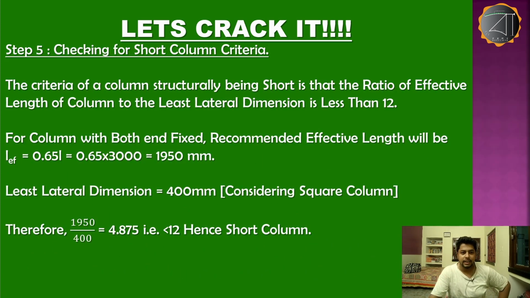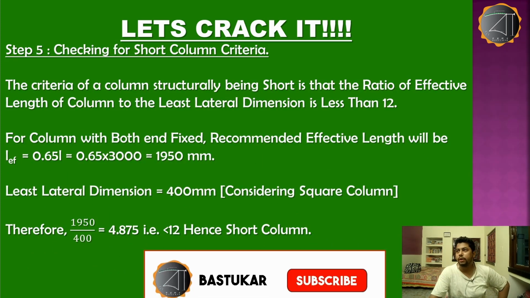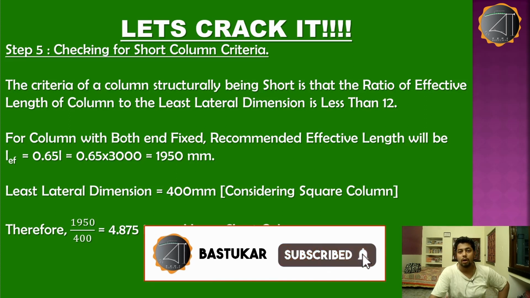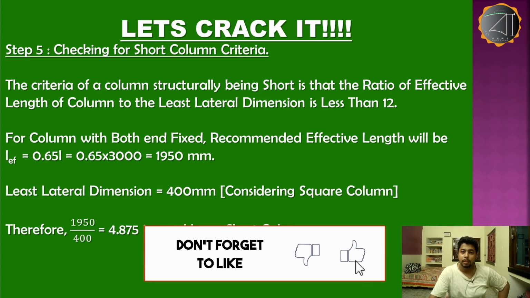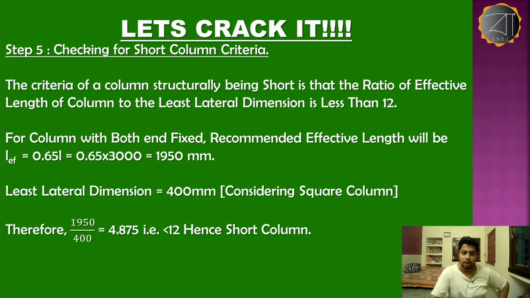Step 5, checking for short column criteria. Now, what we have done is that we have used the formula of a short column for an axially loaded short column. So, we have to now check whether the column is short or not, because if it is not a short column, then we actually can't use the formula which we have already used.